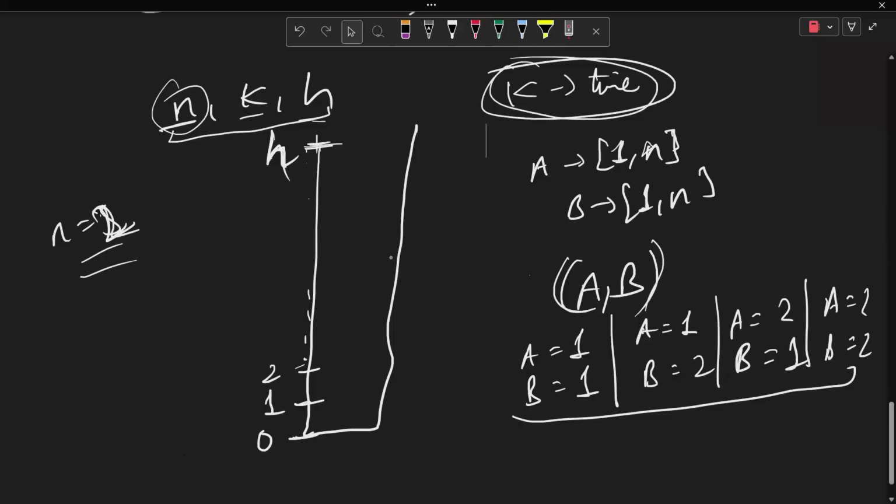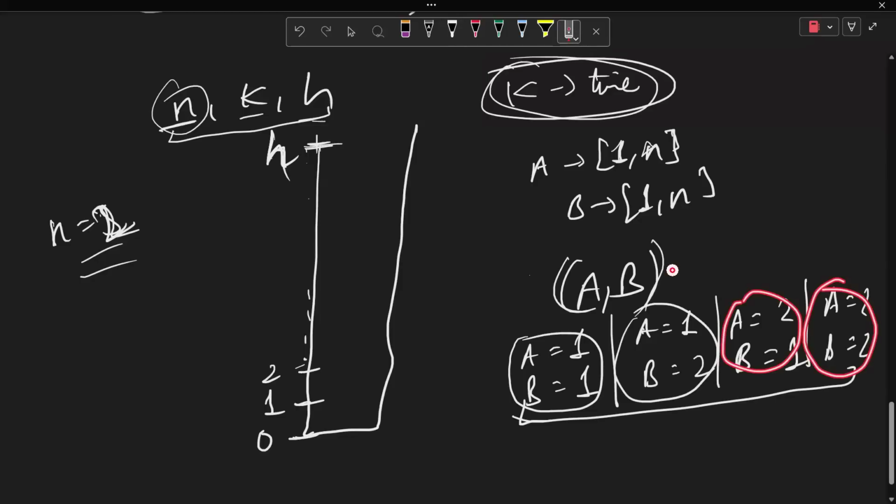So now what I was telling is, let's say you had n equal to 2. Then what all pairs of A and B can you have? You can have A equal to 1, B equal to 1. You can have A1, B2. So like this, A2, B1, A2, B2. So for n equal to 2, you can have these four pairs of A and B.